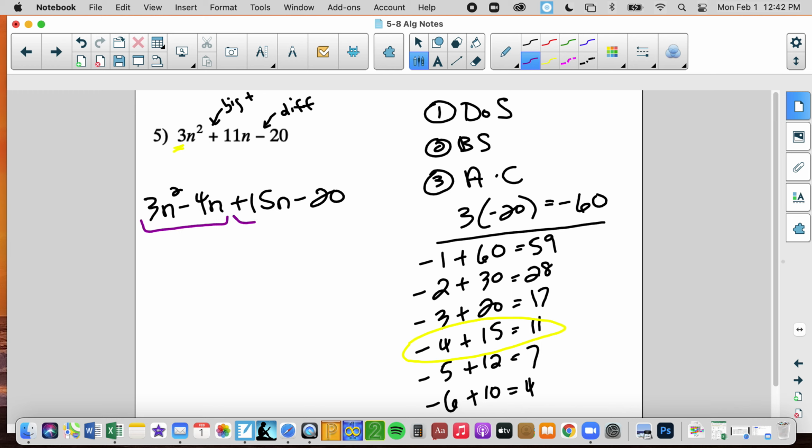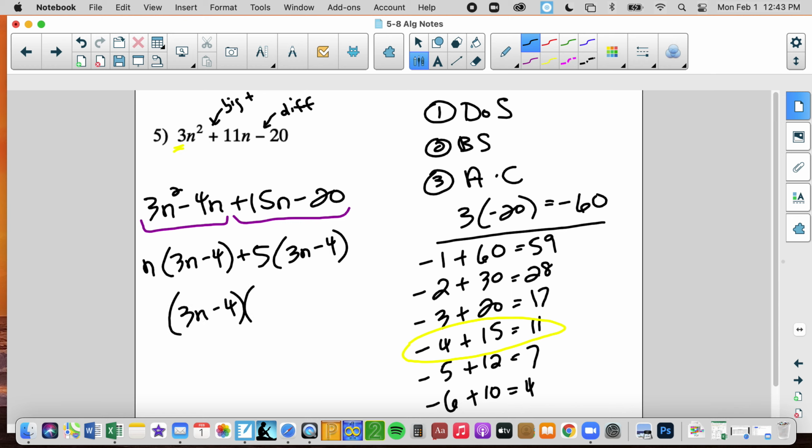Let's group them. Factor out an n. They don't have a coefficient in common, so we can just take out only a variable. That leaves me 3n minus 4. This time they do have a coefficient in common, positive 5. And that leaves me with 3n minus 4. We're dividing 5 into 15n and dividing 5 into negative 20. 3n minus 4 times the quantity n plus 5 would be my answer.